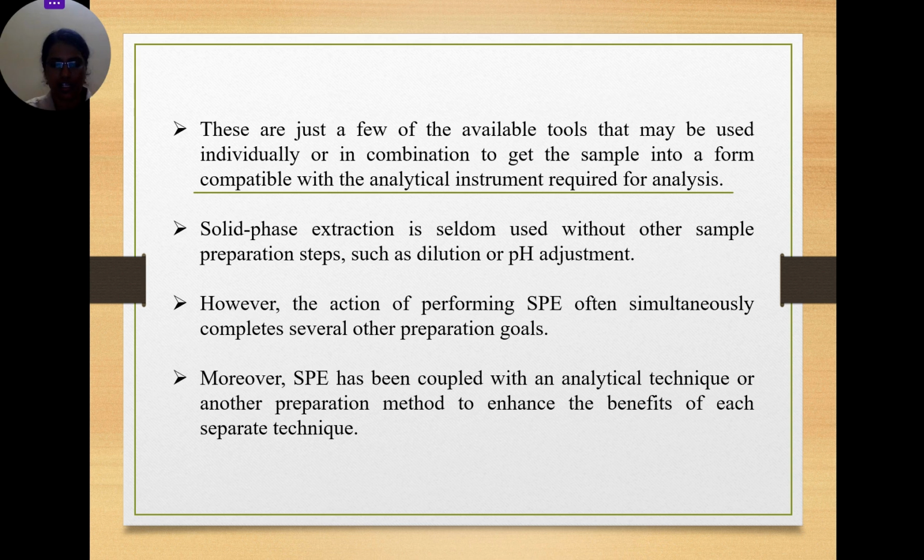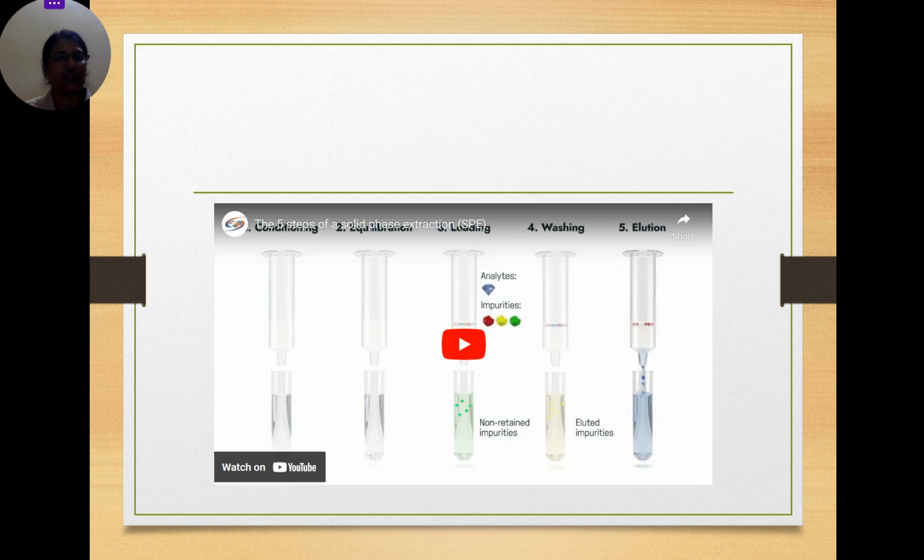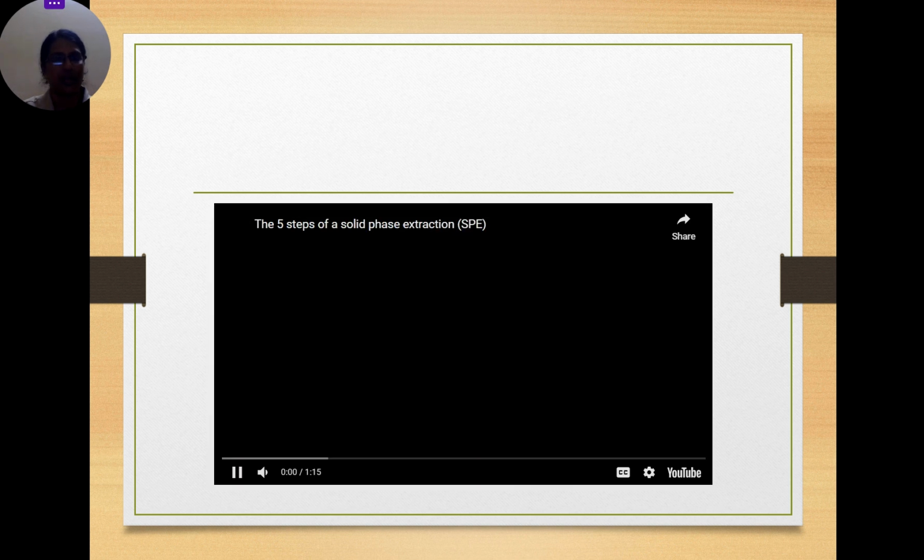Apart from this, for our analytical purpose, this will help us to extract the analyte of our interest, and we can easily quantify them. There are steps involved in this technique, which I have given here in a video. In the solid phase extraction technique, the first step is conditioning, the second step is equilibration, the third step is loading, the fourth step is washing, and the fifth is elution.